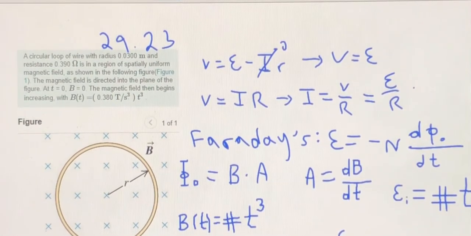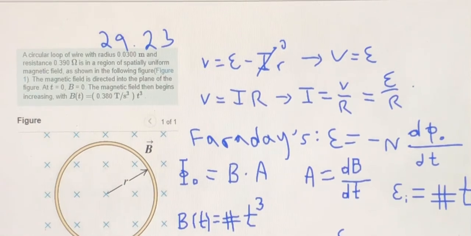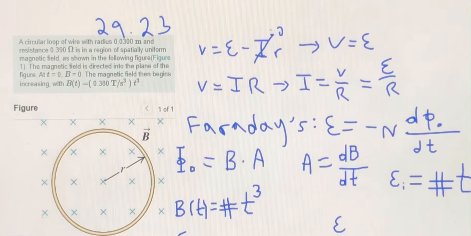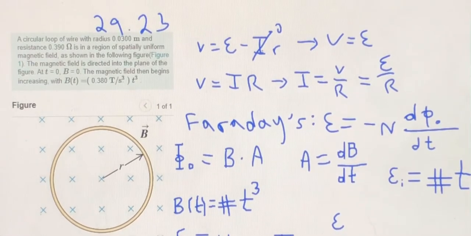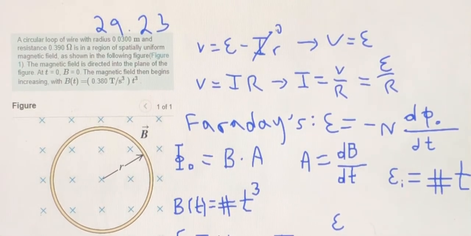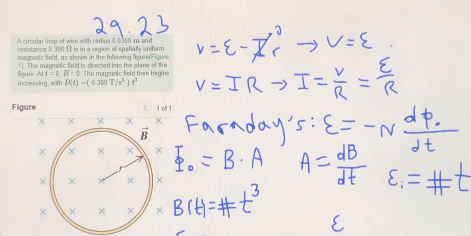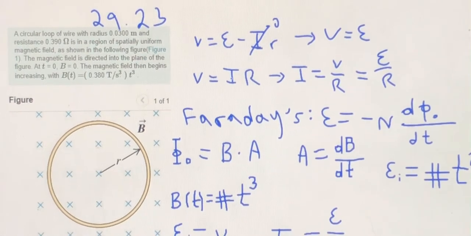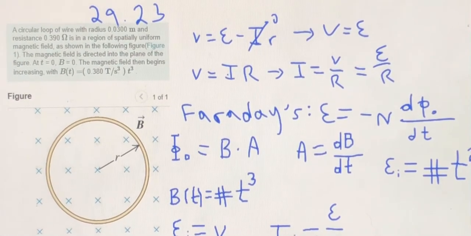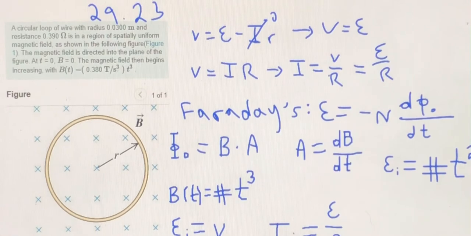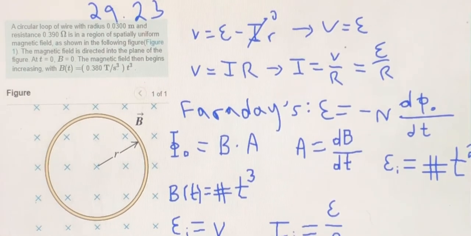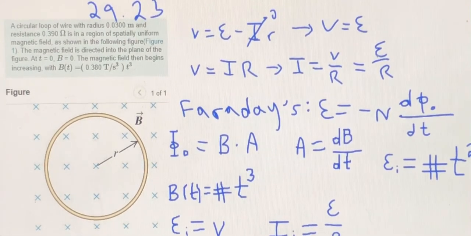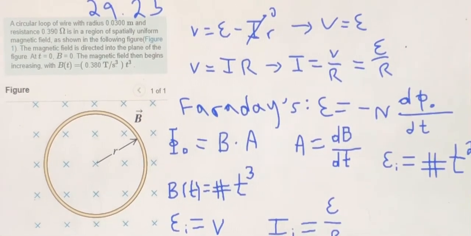So first, to find the current in the loop when the magnetic field is 1.01 Tesla, we use the equation V equals EMF minus I, and in our case I equals 0, so this reduces to V equals EMF. We then get the equation V equals IR, and then we rearrange it to find I, so that means I equals V over R. And because of what we proved up here, V equals EMF, we can substitute V for EMF. So I equals EMF over R.